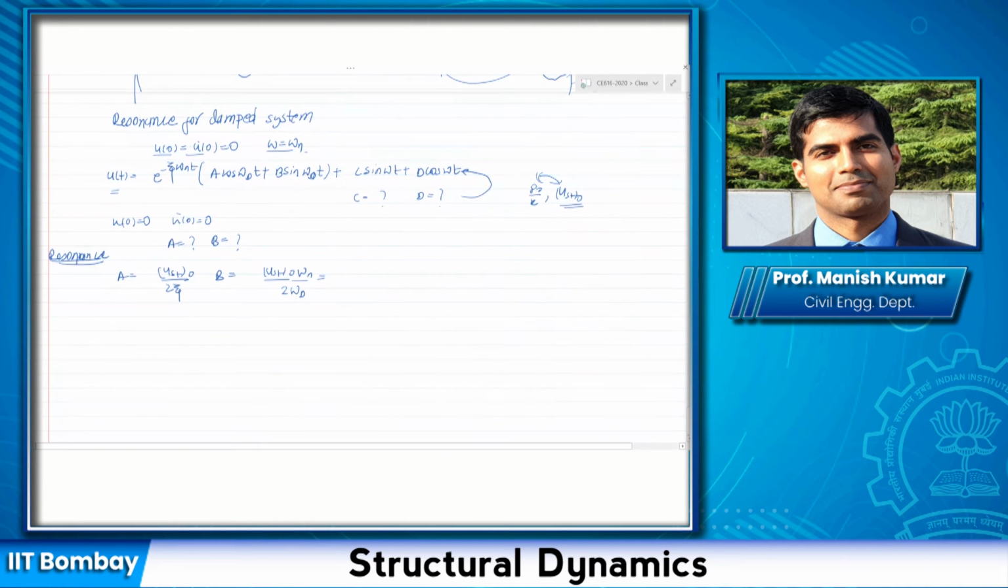Remember, omega d is what? Omega n times square root of 1 minus zeta square. So I can write omega n by omega d as 1 over square root of 1 minus zeta square. So this would simplify to u_st0 over square root of 1 minus zeta square. So this is the value of B.